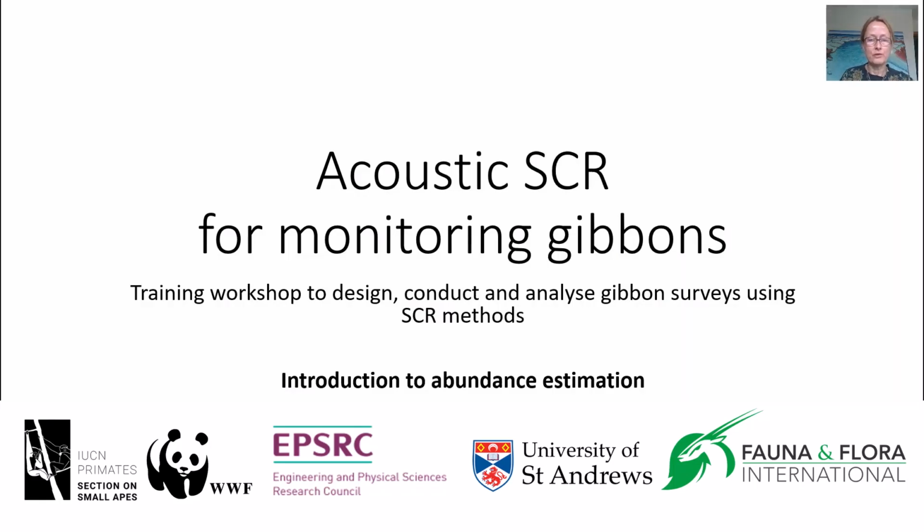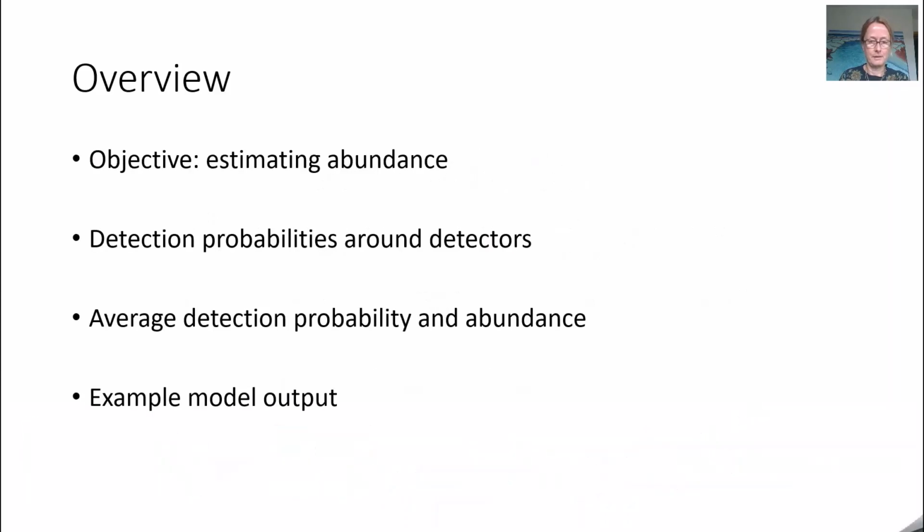So far we have learned how to estimate detection probabilities. We'll now talk about how we can use these to estimate abundance or density. In this lecture, our objective is to estimate abundance of animals. In order to do this, we will speak about detection probabilities around the detectors.